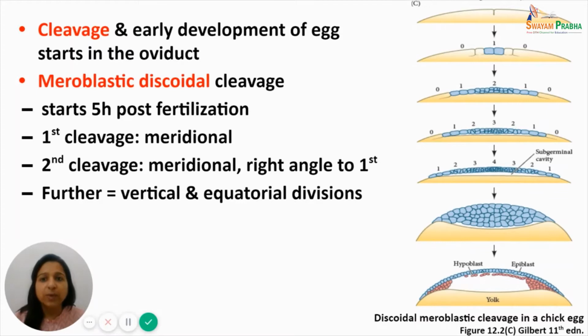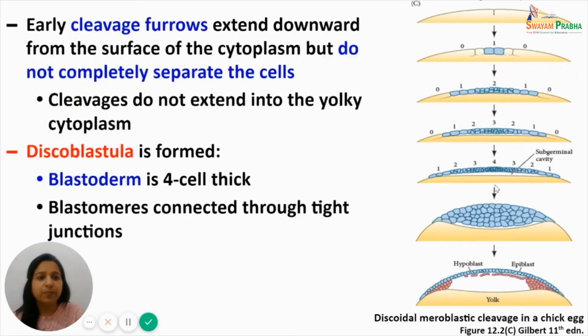So the discoidal meroblastic cleavage starts 5 hours post-fertilization. The first cleavage is meridional in nature. The second cleavage is also meridional. It occurs at right angle to the first one, while the further cleavages are vertical and equatorial. As we see here, the first cleavage is happening, the second cleavage, the third, and so on. The numbers here refer to the layers of cells that are being formed during formation of the blastula. And the early cleavage furrows extend downward from the surface of the cytoplasm.